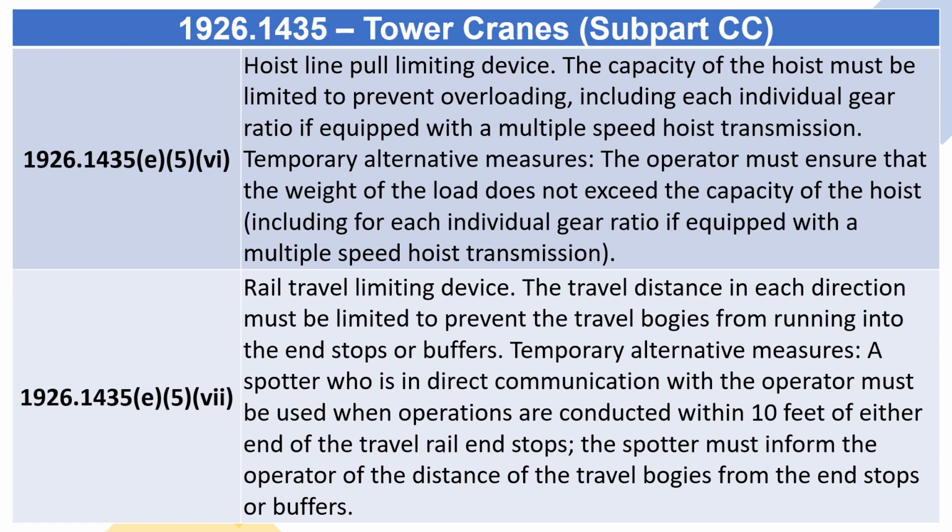1926.1435 E5.7 Rail travel limiting device. The travel distance in each direction must be limited to prevent the travel bogies from running into the end stops or buffers. Temporary alternative measures. A spotter who is in direct communication with the operator must be used when operations are conducted within 10 feet of either end of the travel rail end stops. The spotter must inform the operator of the distance of the travel bogies from the end stops or buffers.